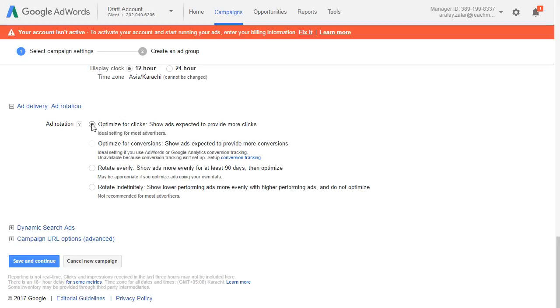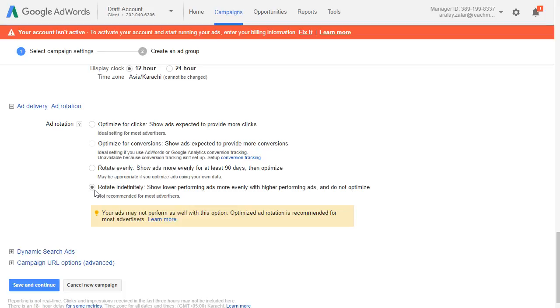If you create 2 ads, 3 ads, Google will run them, test them out, and see which ad gets the highest number of clicks, and they will continue with that ad forever until you add another ad that gets a better click-through rate. So we use this option, rotate indefinitely, but that's because we are always optimizing the ad copy.